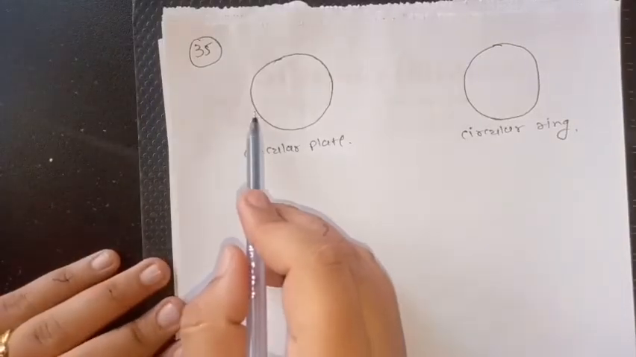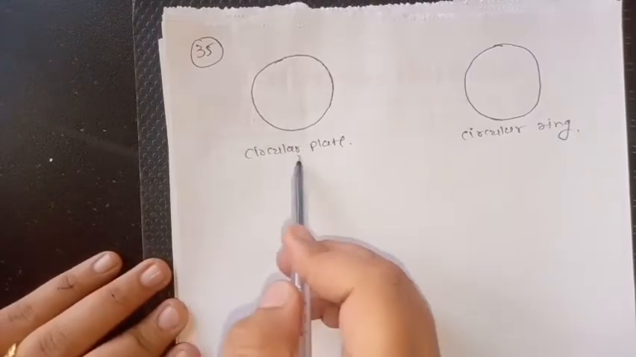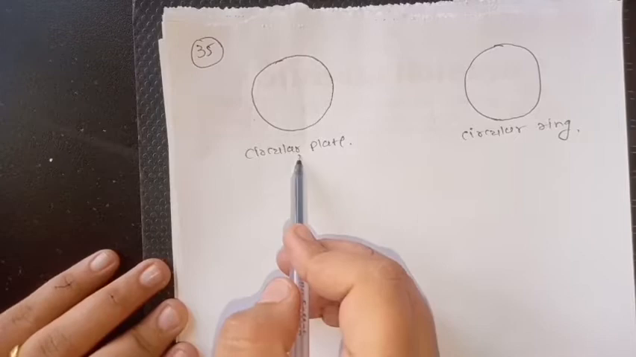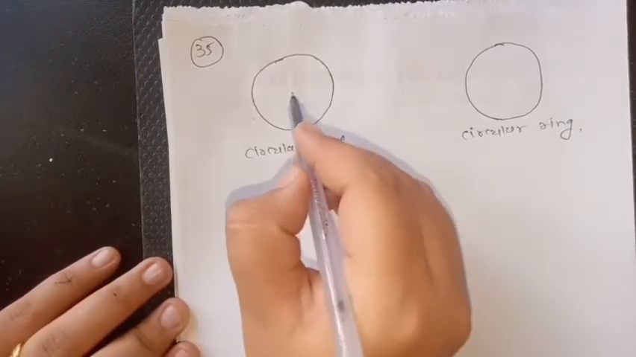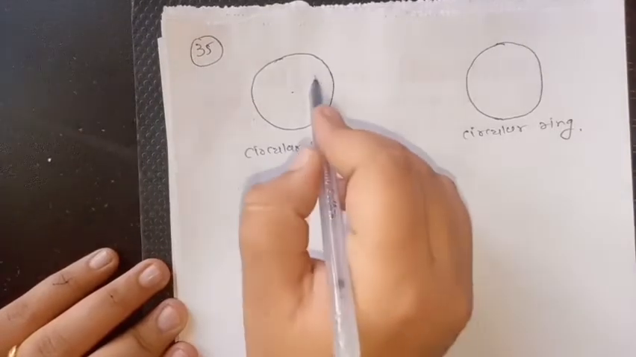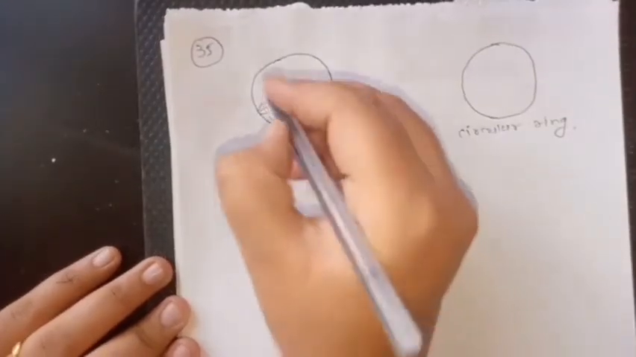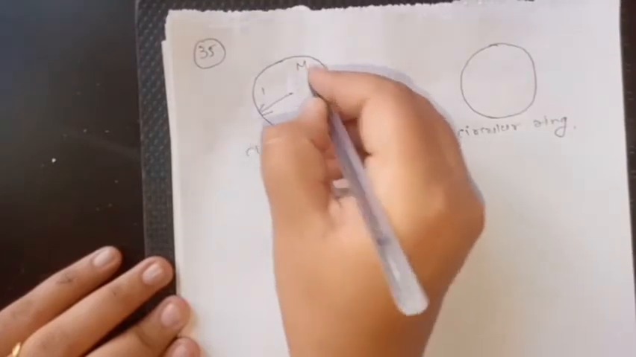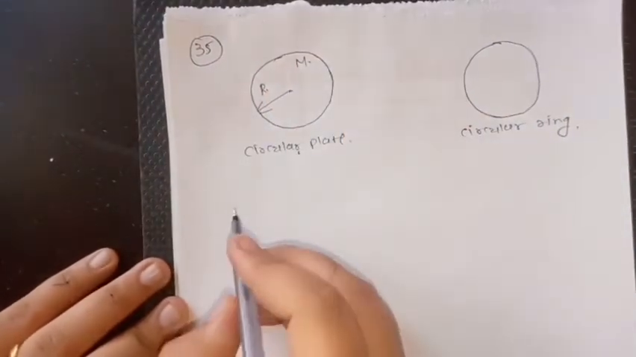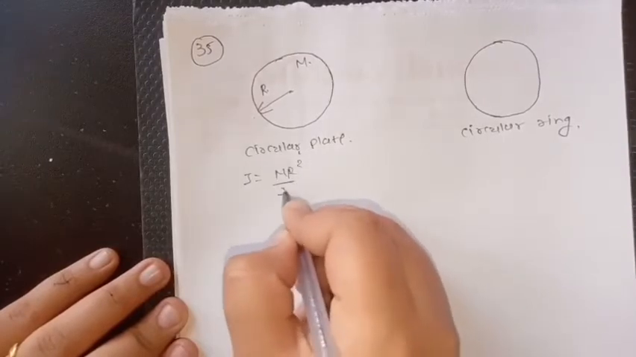In question number 35, it is given that the moment of inertia of a thin circular plate about its natural axis, the axis passing through the center and perpendicular to the plane, is I. Let us assume that the mass of this plate is capital M and radius is capital R. So I will be MR square by 2.